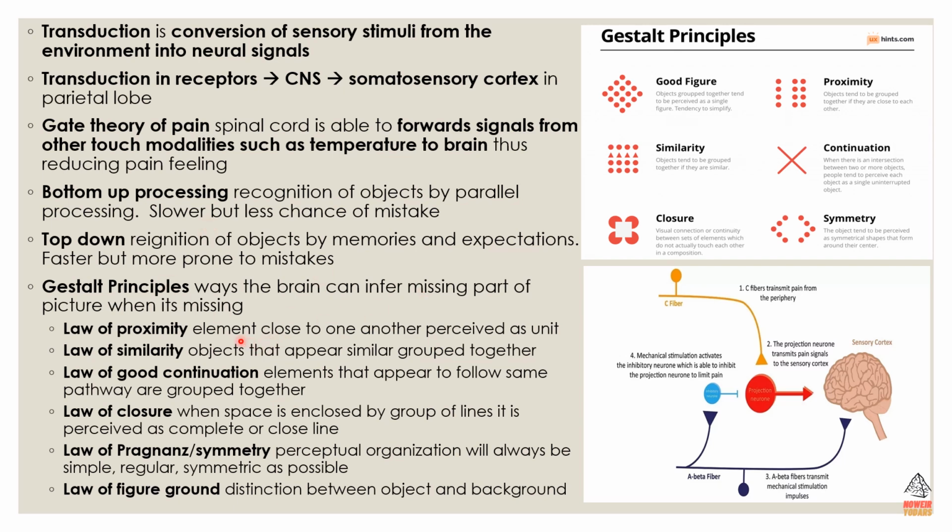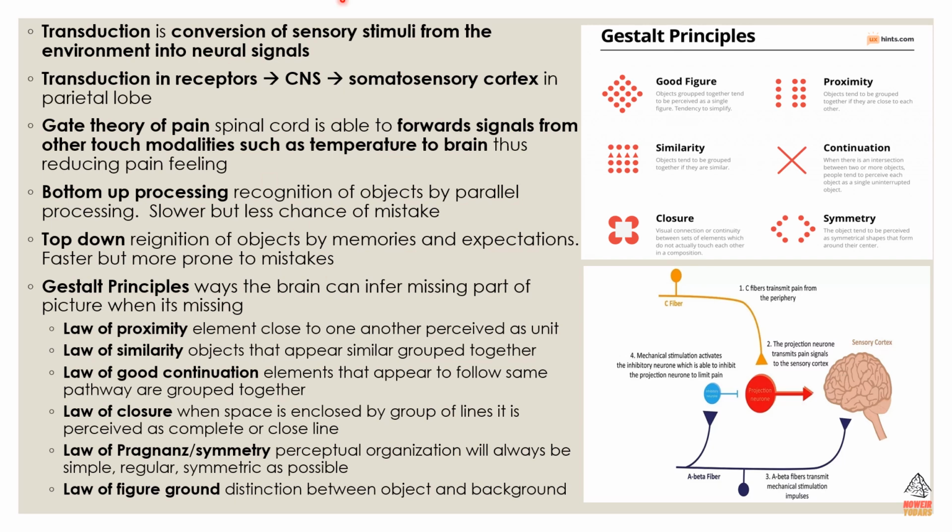Next and lastly, you have Gestalt principles, and these are basically ways the brain can infer missing parts of a picture. Based on previous experiences and other factors, the brain uses Gestalt principles to fill in parts of a missing picture. So first off, we have the law of proximity. Elements that are close to one another are perceived as a unit. Let's say you have a row of letters, and when the letters are close together, they make a word or a sentence.